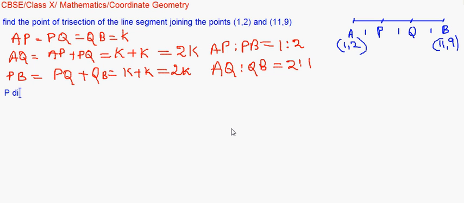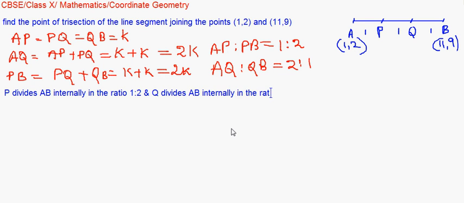P divides AB internally in the ratio 1:2, and Q divides AB internally in the ratio 2:1. Okay.